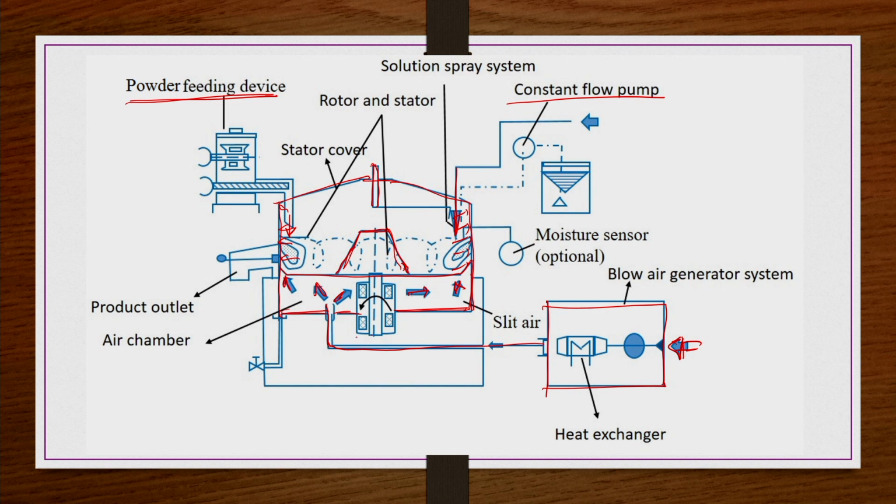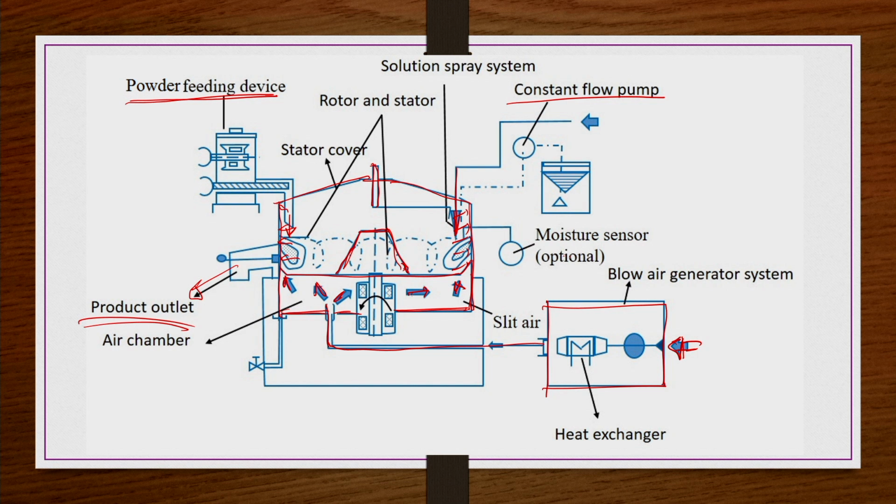And then after complete granulation takes place, and with proper sufficient drying, the product is taken out from the product outlet. This is the general working principle of centrifugal granulators. One can have modified designs, and different designs are also possible. Fine. So we have taken only one particular way.